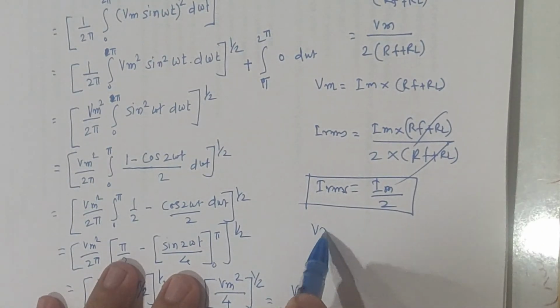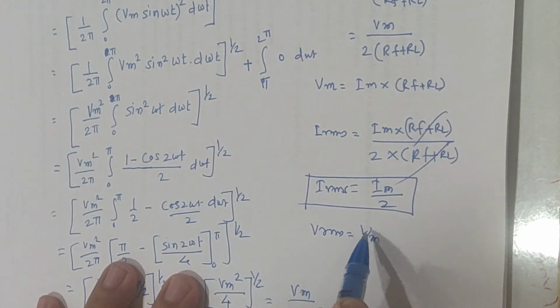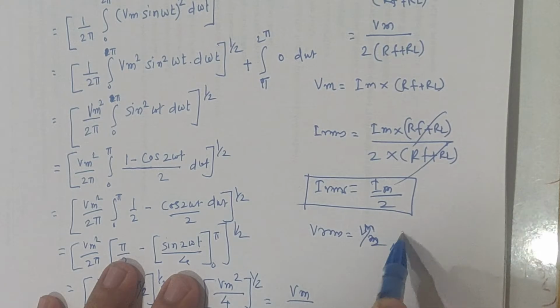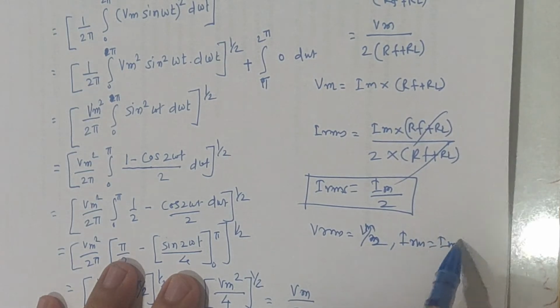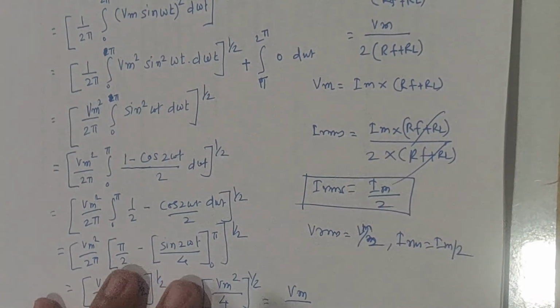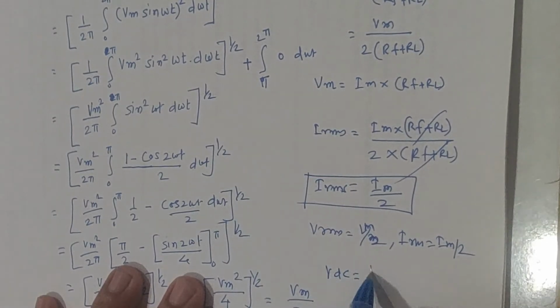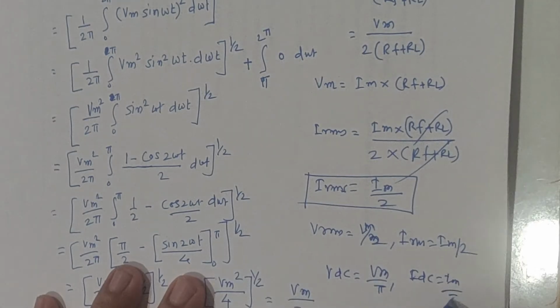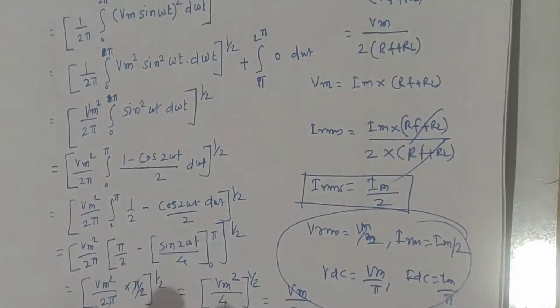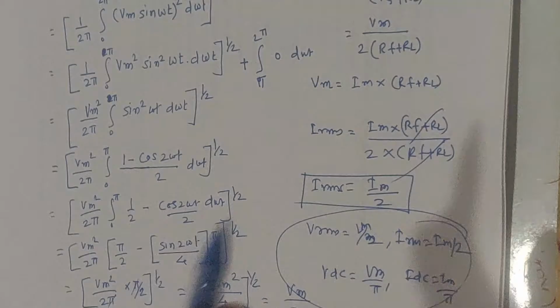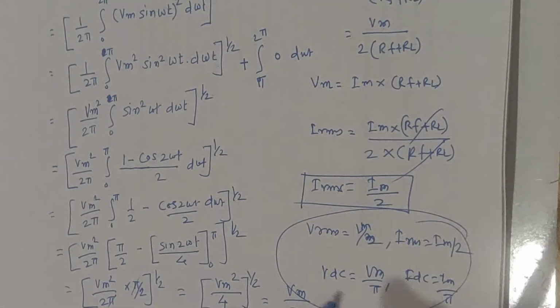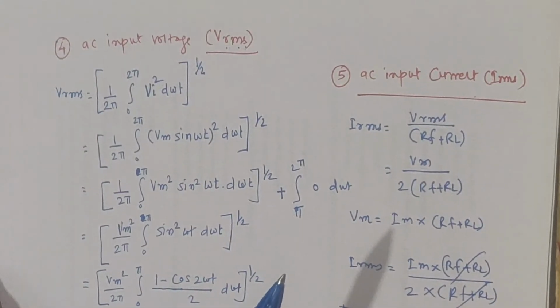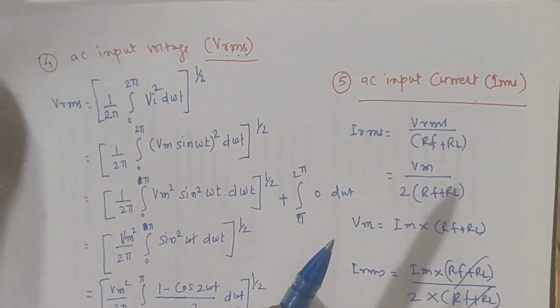See this, VRMS is equal to Vm by 2 and IRMS is equal to Im by 2. Similarly, what was VDC? VDC was Vm by pi and IDC was Im by pi. So similar value, just that one is in terms of voltage, one is in terms of current. Okay. Now let us go for the next value that we need to calculate, that is AC power, and after that we will be going towards the efficiency of the circuit.